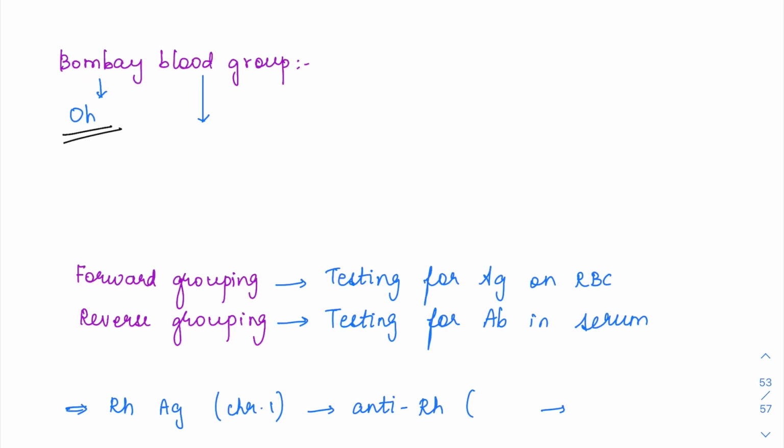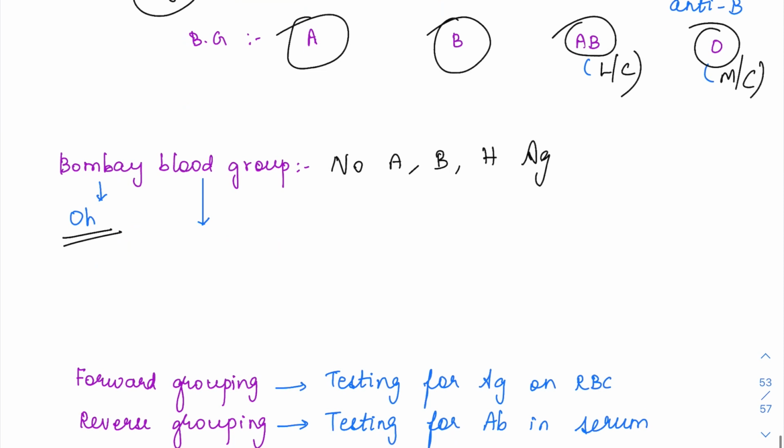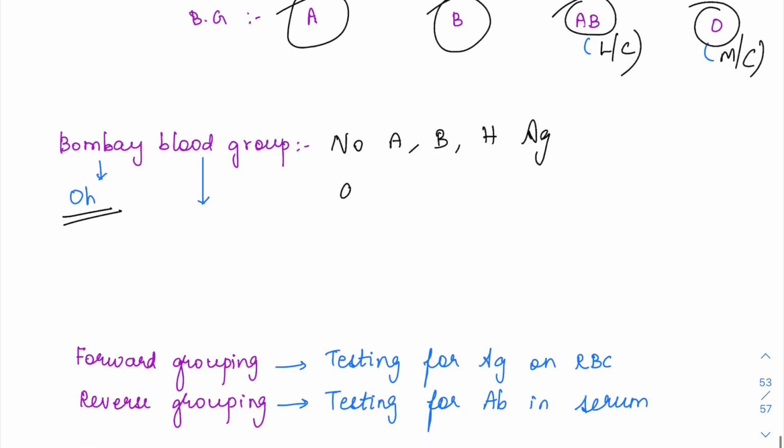So in this Bombay blood group, there is going to be no A antigen, no B antigen or H antigen. So in O blood group, if you see, there is going to be H antigen. There is not going to be any A or B alone. But in Bombay blood group, there is going to be no A or B, and also there is not going to be any H antigen as well. So they are going to have all kinds of antibody: anti-A, anti-B and anti-H.